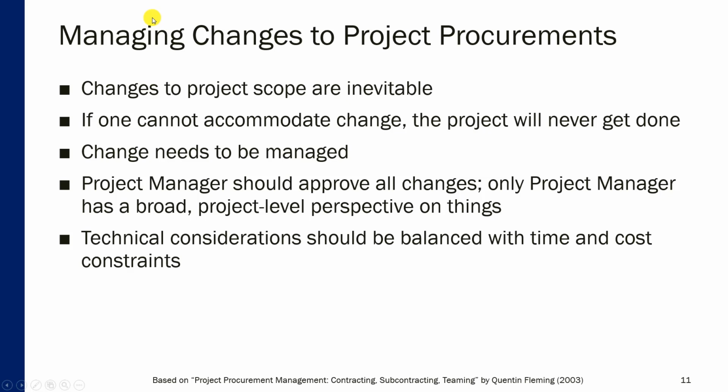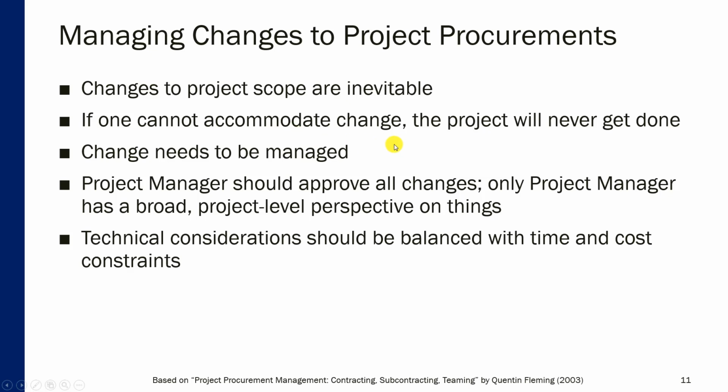Now, another important issue in administering procurement is managing changes to project procurements. For most projects, changes to project scope are inevitable. Nobody's smart enough to create a blueprint for the entire project, especially if it's a complex project, especially if it spans multiple years, because life is more complicated than that. It will inevitably introduce certain changes to the scope. If one cannot accommodate those changes, the project will never get done.